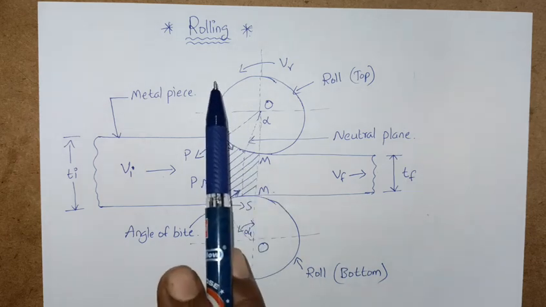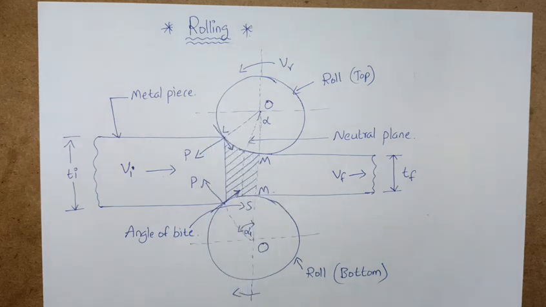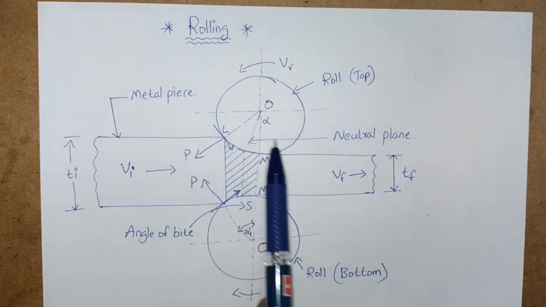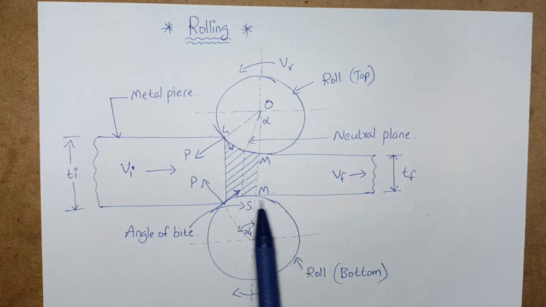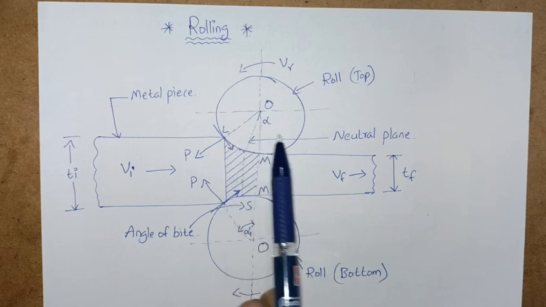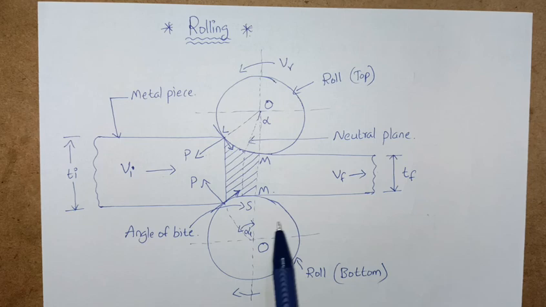See friends, so this is rolling. As with our mechanical subjects, for each and every member you have to be thorough with the drawing. If you are thorough with this drawing, you can recollect all the terms related to the particular member. For example, if you are discussing rolling, you should know the rolls, how the metal is passing, and what the nomenclature related to this diagram is. All these things you can recollect very fast.